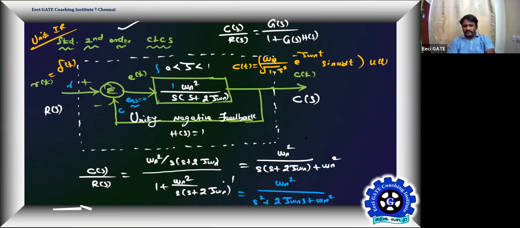Clear? Then the response will begin from 0, then it will oscillate and then will settle to 0. That's your unit impulse response for this closed loop structure. Okay, correct? Clear?